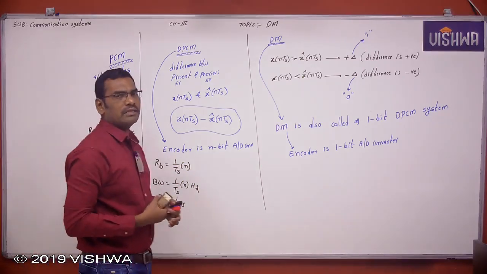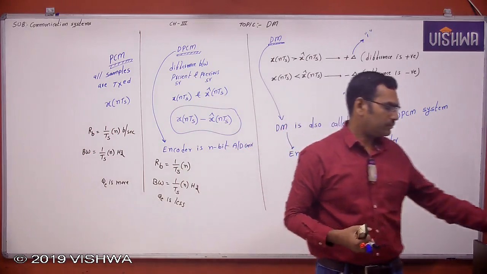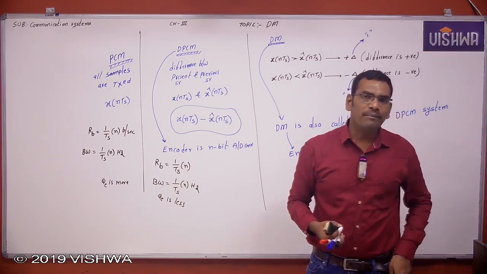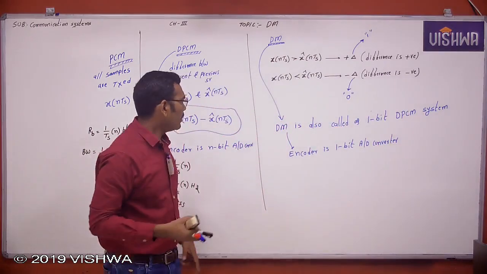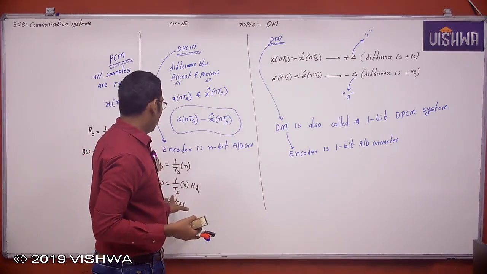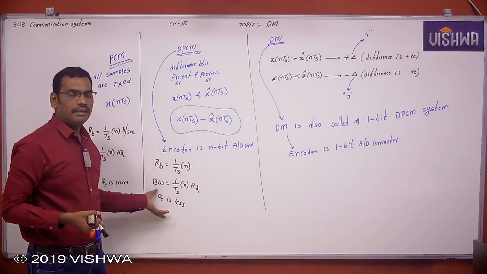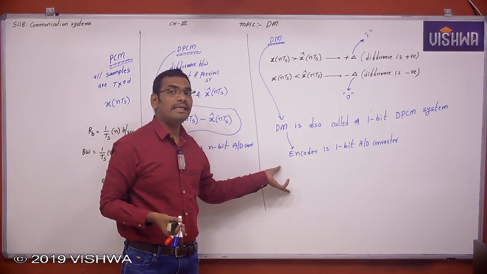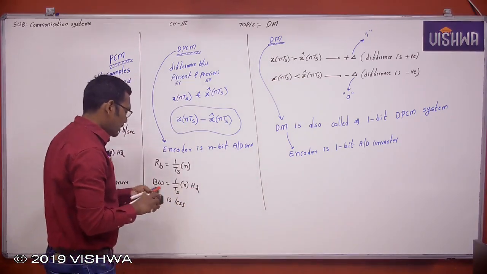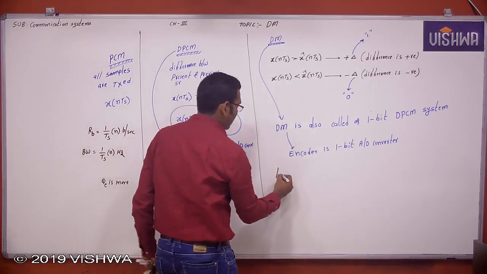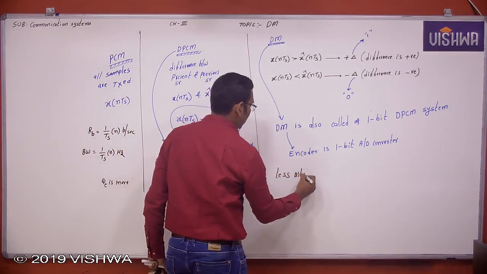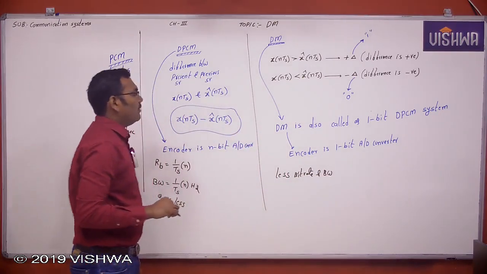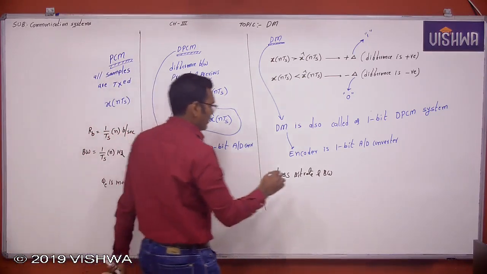Now what is the final aim? Our final aim is to minimize the quantization error. The quantization error is already decreased, so the noise decreases. But now my intention is to decrease the bitrate and bandwidth. So in delta modulation, I am expecting less bitrate and bandwidth.